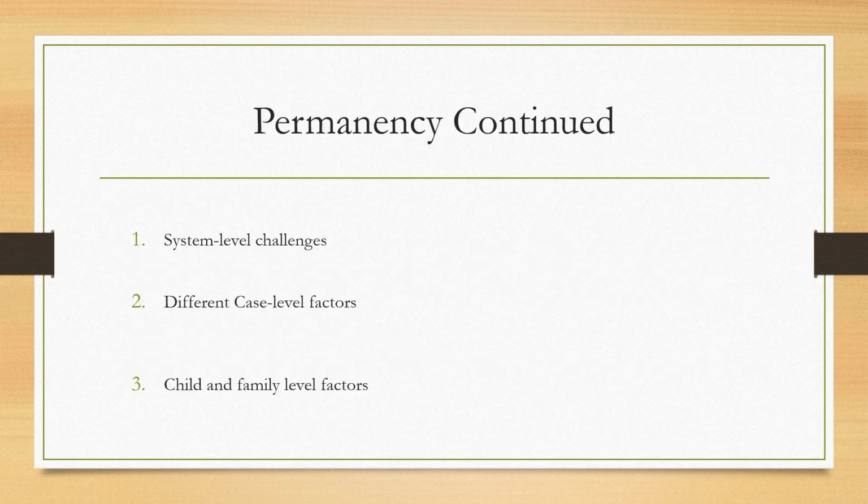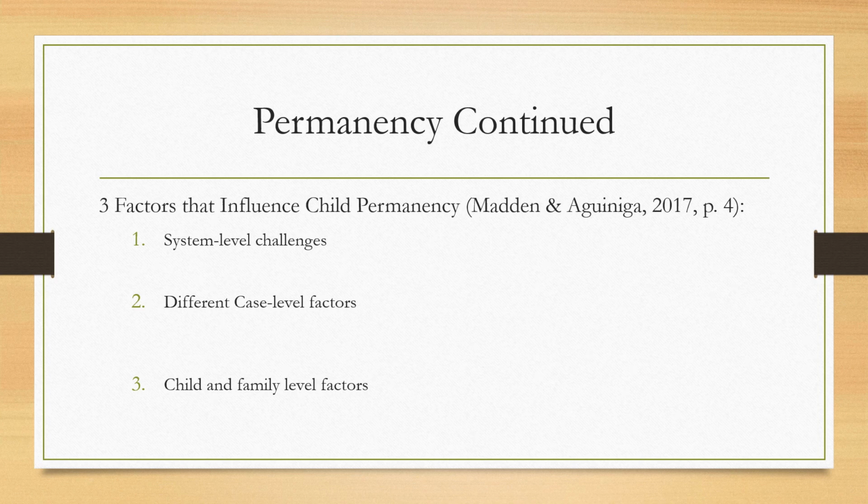Permanency continued. There are three factors that influence child permanency. First is system level challenges. Second are different case level factors. And third are child and family level factors. All three of these factors work together to make up the differing factors that influence child permanency. Let's take a look at each of these individually to see what they really are.